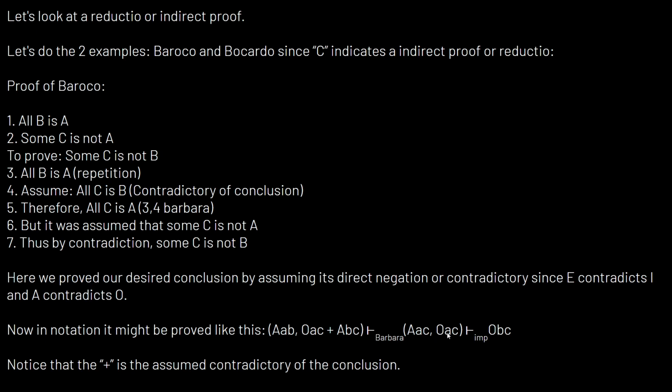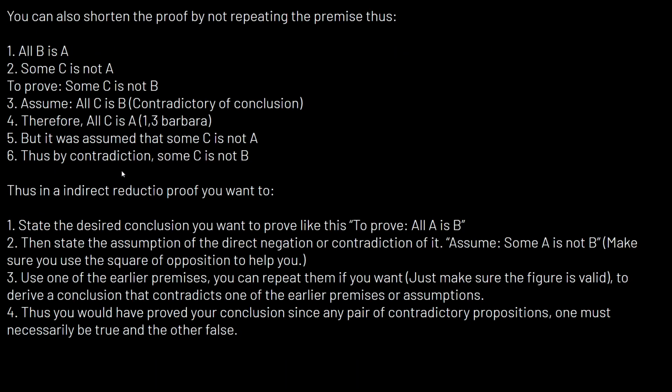But it was assumed that some C is not A, which contradicts one of our earlier premises, so the new conclusion contradicts the earlier premise. Therefore, by contradiction, we prove the original conclusion that we wanted, that is some C is not B. And that is how it's done. You can also shorten the proof by not repeating the premise.